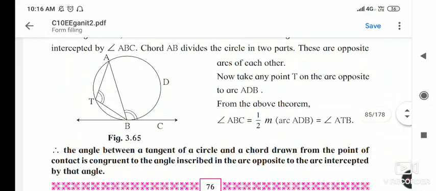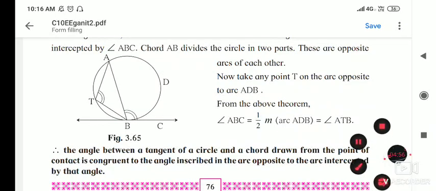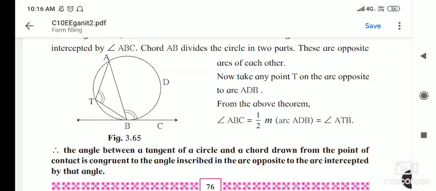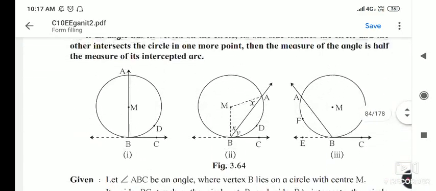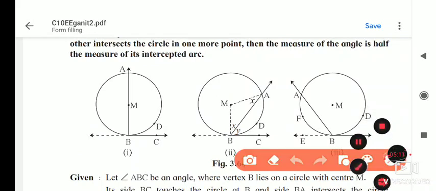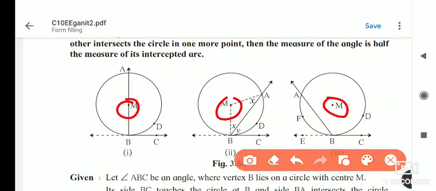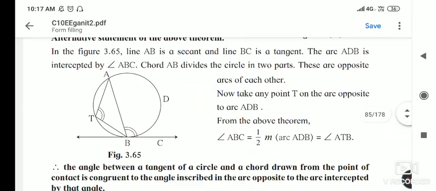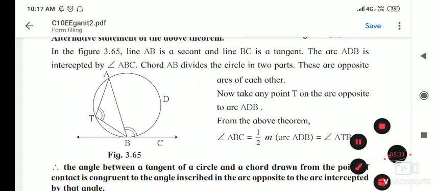Now take a point T on the arc opposite to ADB. So we have to take this point T here, on the arc opposite to ADB. From the above theorem, whether the center is exterior, interior or on the arm of the angle, in any condition angle ABC is half the arc ADB, that we know, and we have to use that. So from the above statement, we say that this angle ABC is there.